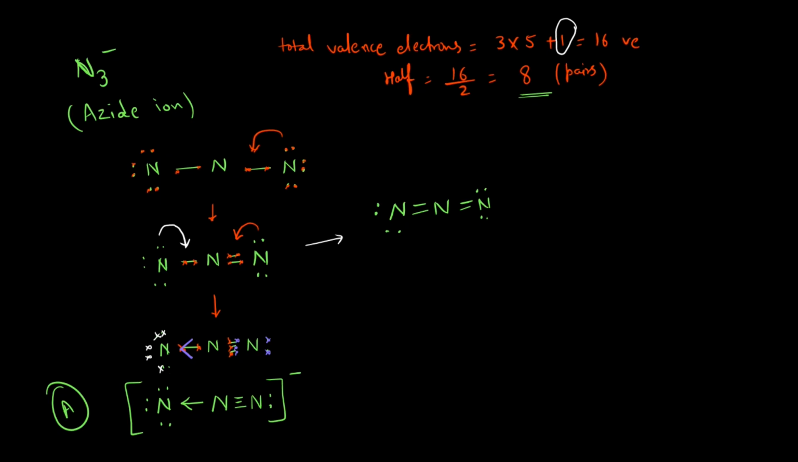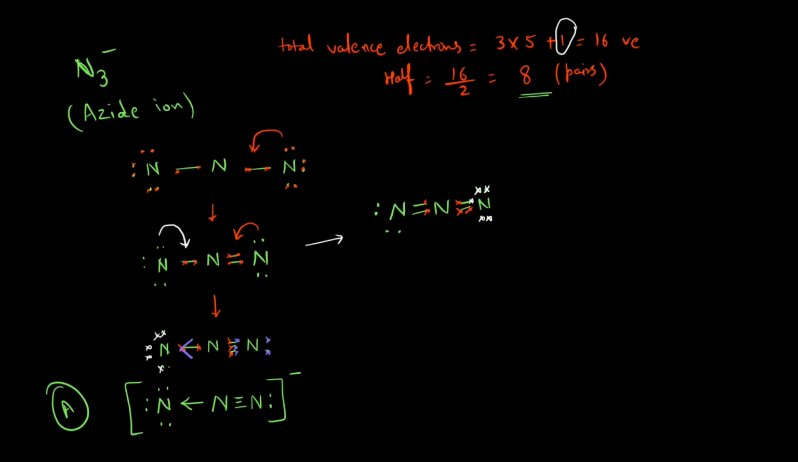Let us trace the valence electrons of the central atom. 1, 2, 3, 4. Where is the fifth one? In order to trace the fifth one, let us first find the valence electrons of the peripherals. 1, 2, 3, 4, 5. So the fifth electron of the central atom is hiding here, this one. So there is a dative bond here.